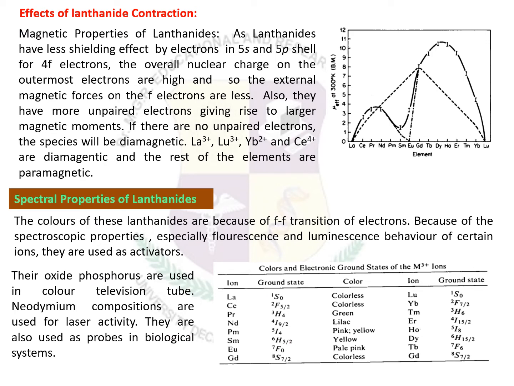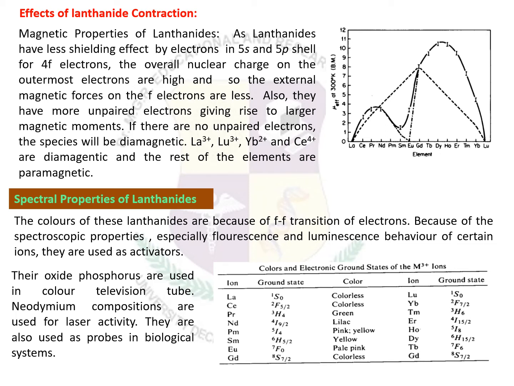Now what are the effects of lanthanide contraction? Because there is contraction in the lanthanide series, the decrease in the atomic and ionic radius, what is going to happen? What is the consequence of it? That is what has been given here. First is the magnetic properties of lanthanides. When we see the lanthanide series, the lanthanides have less shielding effect by the electrons in the 5s and the 5p shell for the 4f electrons.